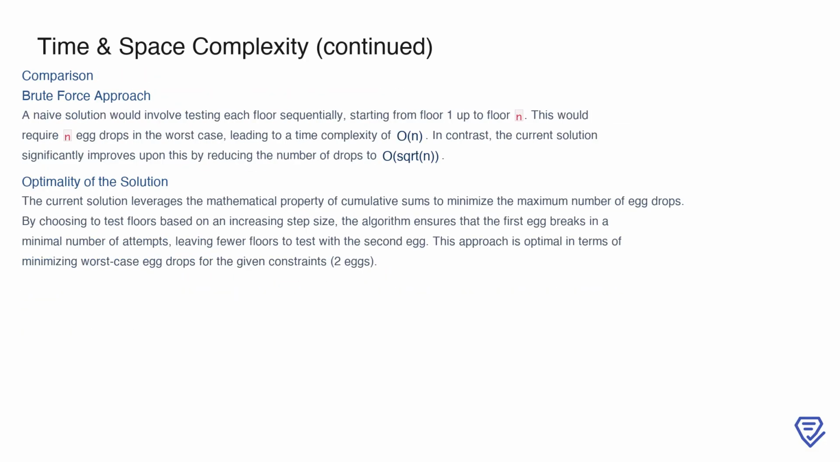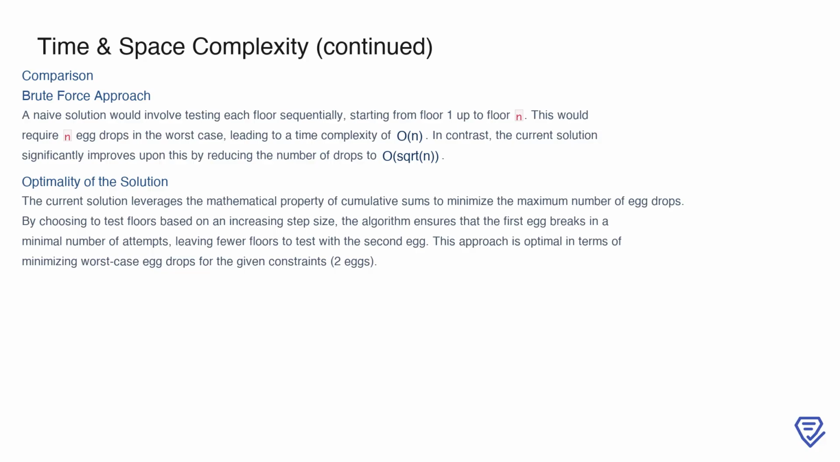To understand the efficiency of this approach, let's compare it to a brute force method. In the naive solution, we would test each floor one by one, starting from the first floor all the way up to floor n. In the worst case, this requires n egg drops, leading to a time complexity of O(n). The current solution, however, drastically reduces the maximum number of drops to O(sqrt(n)), by leveraging the mathematical properties of cumulative sums. This approach is optimal because it minimizes the number of attempts required to determine the critical floor, even in the worst case.